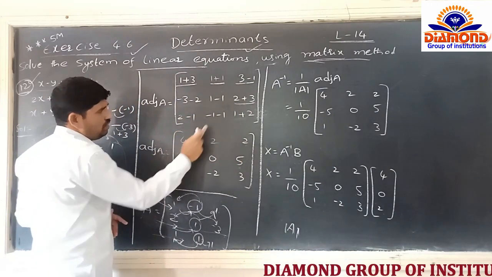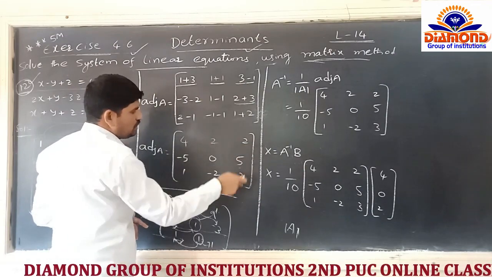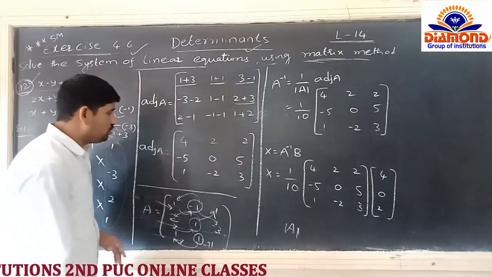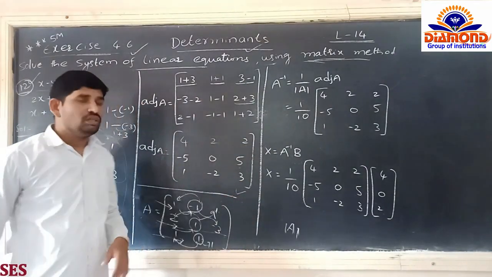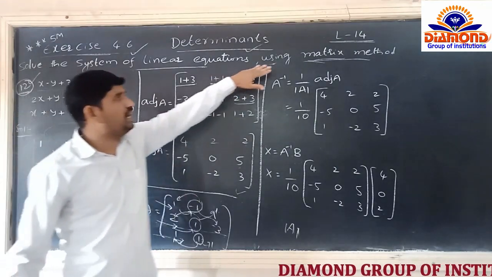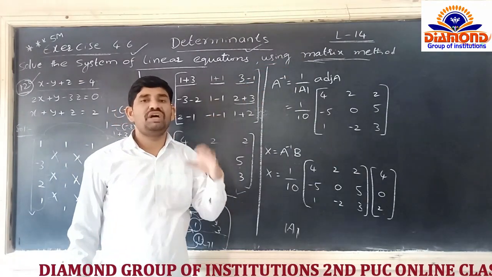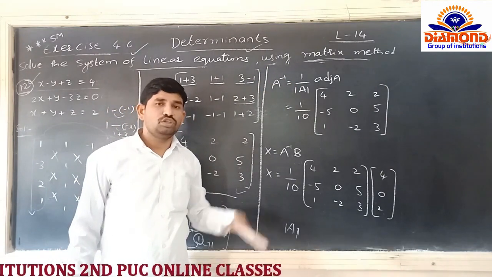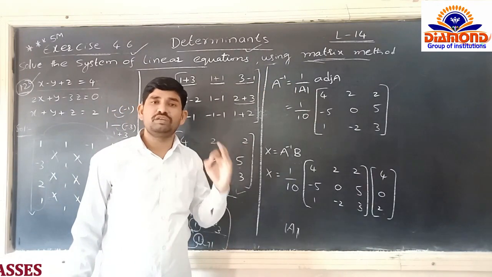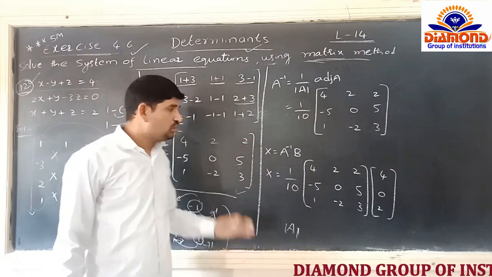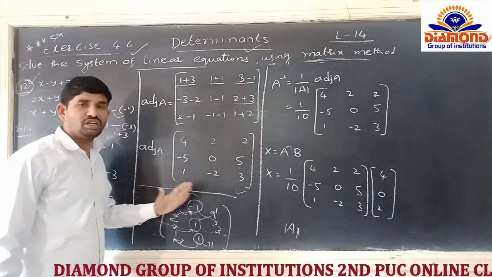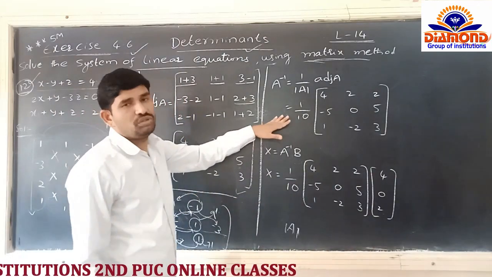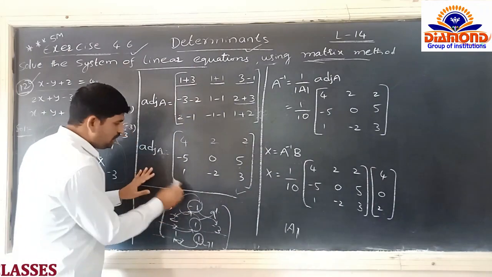2 minus 1 is 1. This can be again minus 2. This will be the 3. So we got the adjoint successfully here. Yes, so in this matrix method, mainly we have to find the determinant of A and adjoint A. The total solution depends upon the determinant of A and adjoint A only. Suppose we got the adjoint A and determinant of A perfectly, we will get the solution for this perfectly. So now we have completed this.